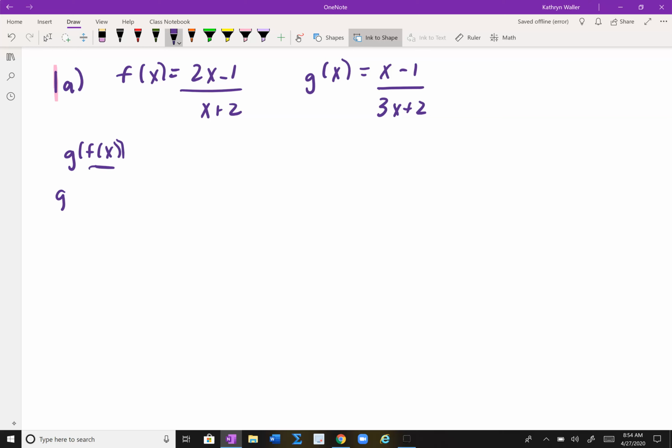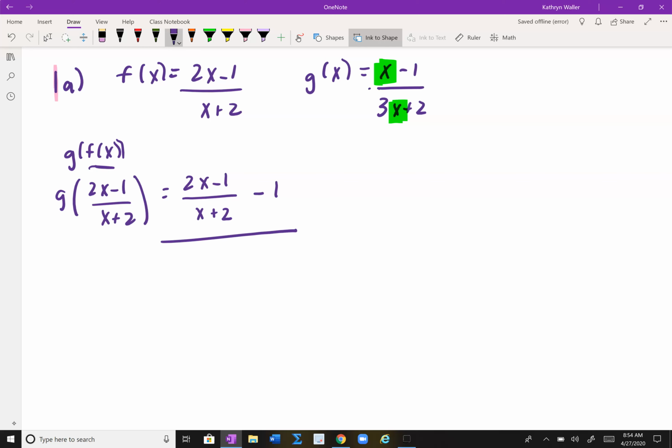So I'm going to take that f of x and replace it with what f of x is. Then I go into this g of x, and right here and right here, I replace it with that fraction. So it's going to be (2x minus 1) over (x plus 2), minus 1, big long fraction bar. There's the main fraction bar, and I made it big. And then it's 3 multiplied by that fraction, plus 2. So this is pretty messy.